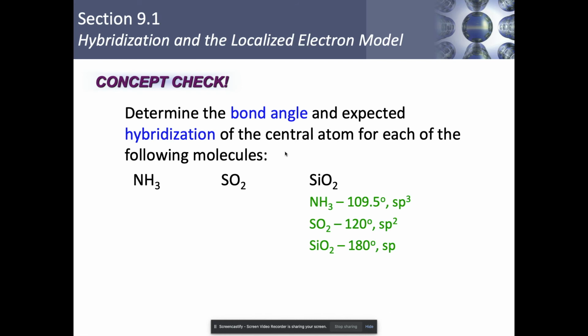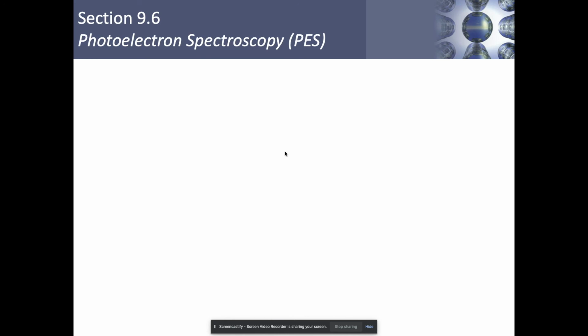Now, we're going to skip a little bit. So we're skipping all the way to section 9.6. I don't know why it does photoelectron spectroscopy here. It should have really done it when we were talking about drawing orbital diagrams, but it didn't.